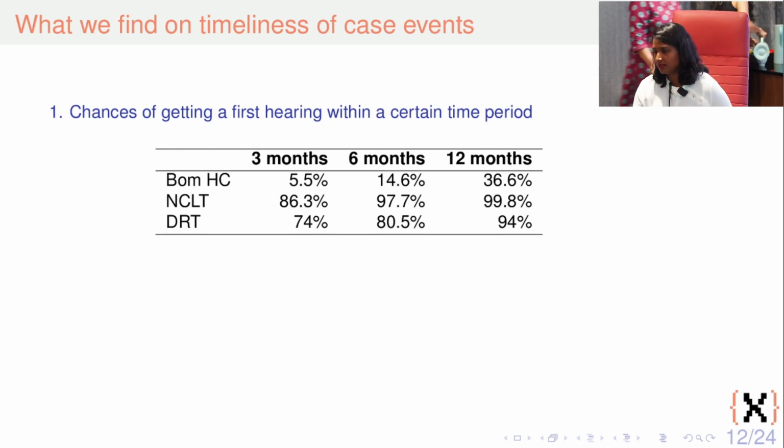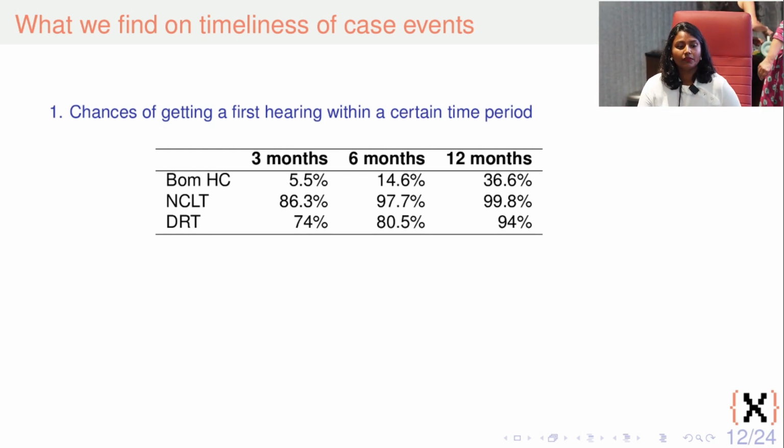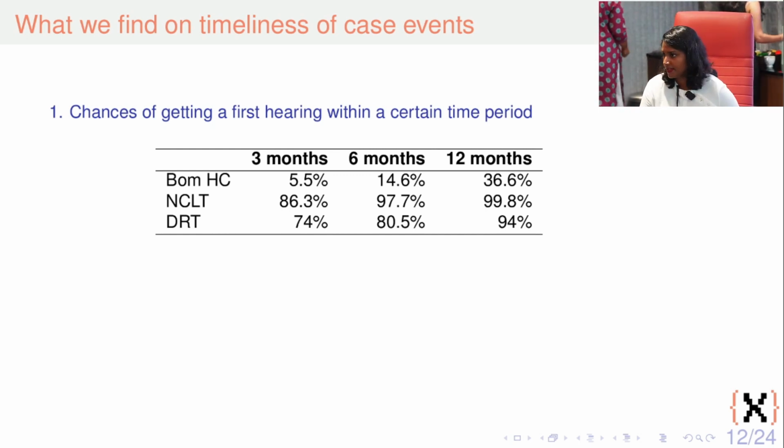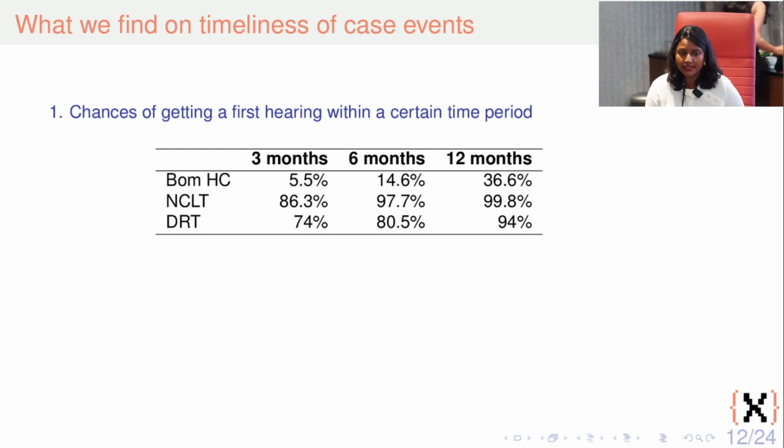So what do the numbers look like? We look at the chances of getting a first hearing within a 3-month period, 6-month period, and 12-month period. So if I can draw your attention to the 3-month period, if I'm a litigant and my case is in front of the Bombay High Court, the chances of me getting a first hearing within the 3 months is fairly low. It's just about 5.5%.